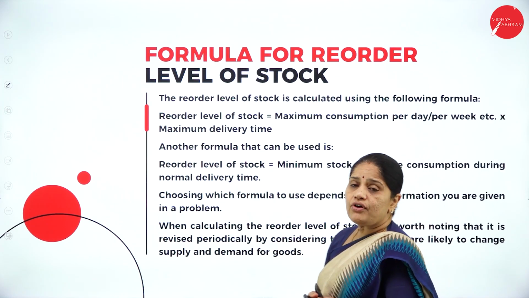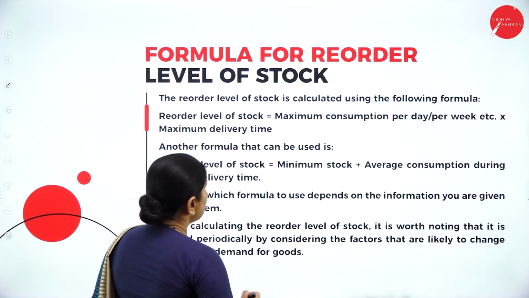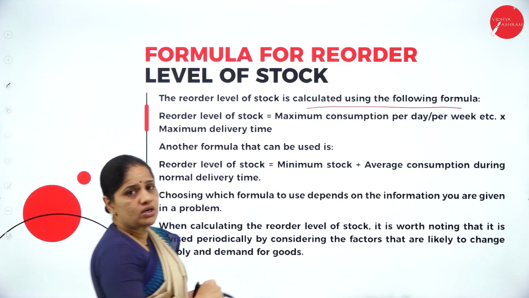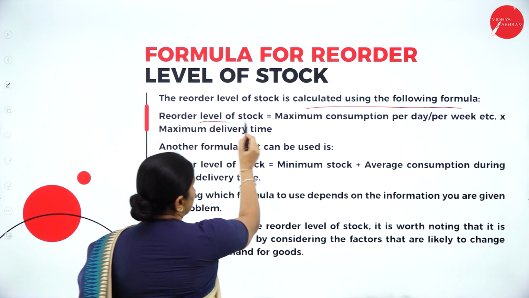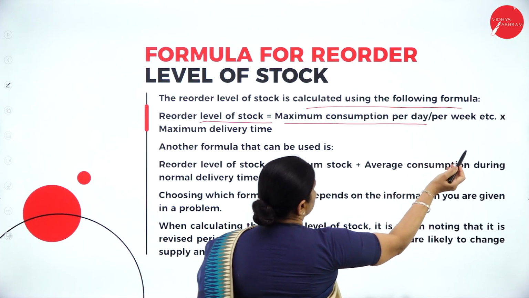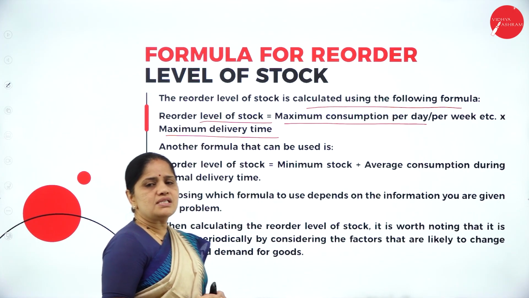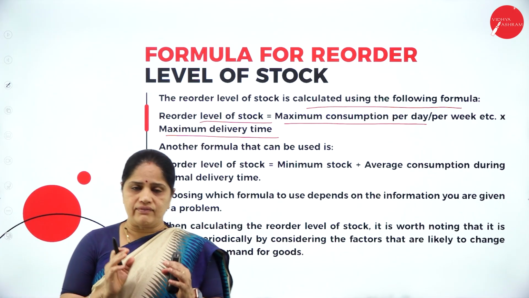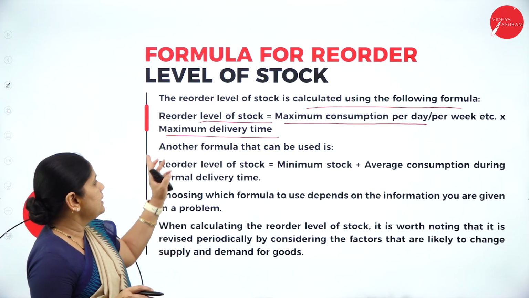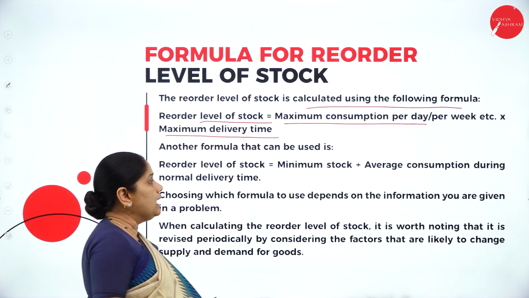Next, what is the formula for calculating the reorder level of stock? The reorder level of stock is calculated using the following formula. So, what is the formula here? The reorder level of stock equals maximum consumption per day or per week into maximum delivery time. So, you multiply the maximum consumption of stock every day or every week by the maximum delivery time, then you will get the reorder level.